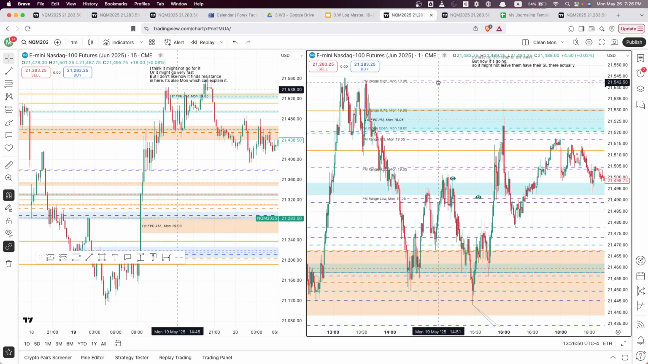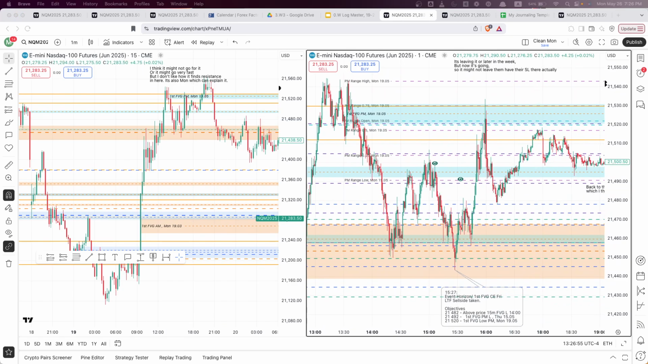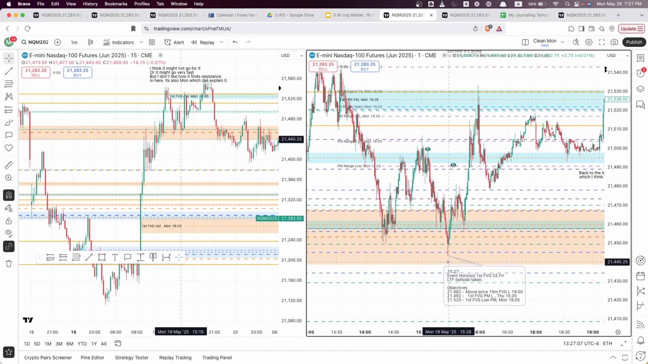the 3:30 macro. So if we take a Monday, for example, I'm going to have a little look through my notes as well. So Monday it was the 19th. So we see that at 15:30, at that time, 15:27, we had a lower time frame run on stops. And we were also, as I mentioned here, at the first fair value gap of the previous Friday.